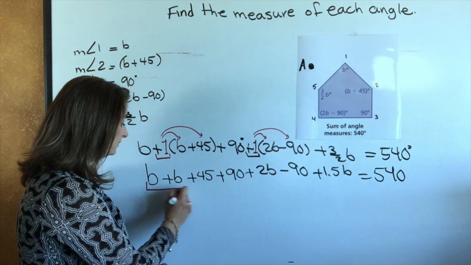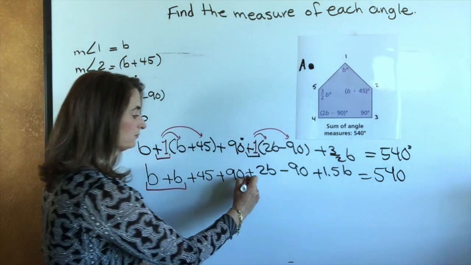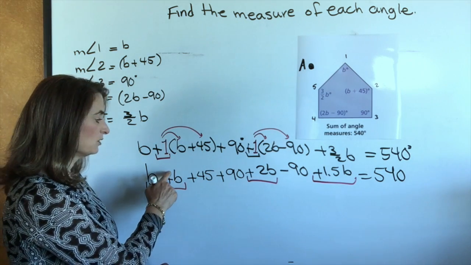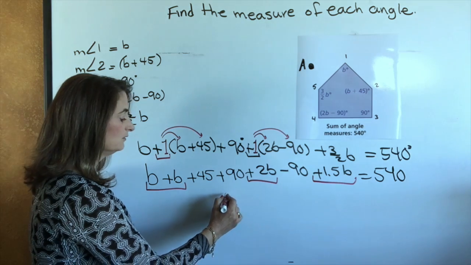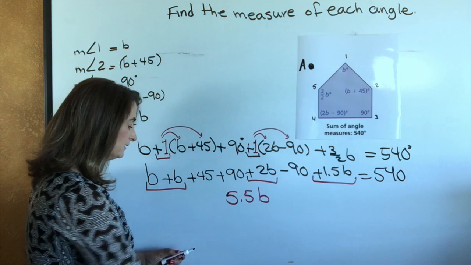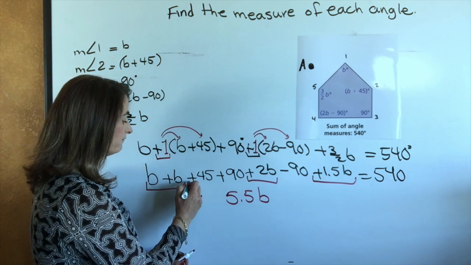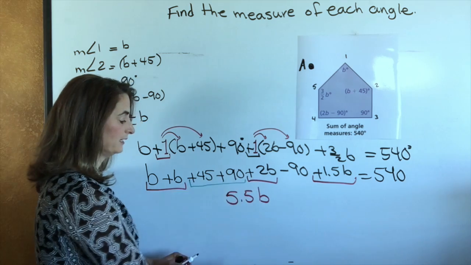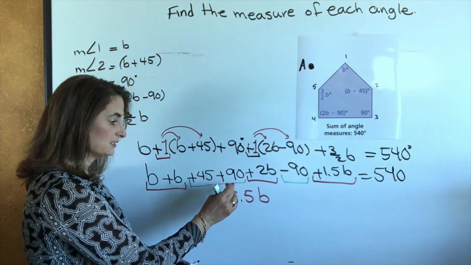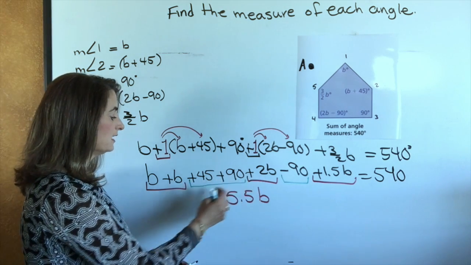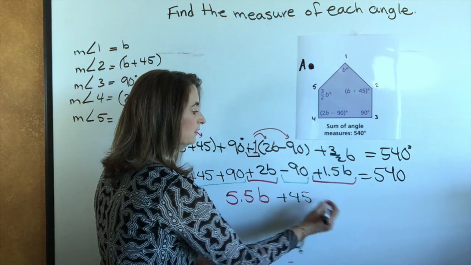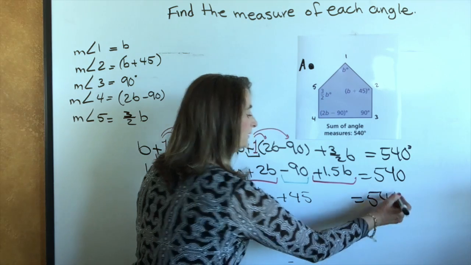I will be combining the b's. I have b plus 2b plus 1.5b. Add them up. 1 plus 1 plus 2 plus 1.5 gives you 5.5b. And now to add the constants, you have positive 45 plus 90 minus 90. 45 plus 90 minus 90 gives you 45. So plus 45 equals 540.